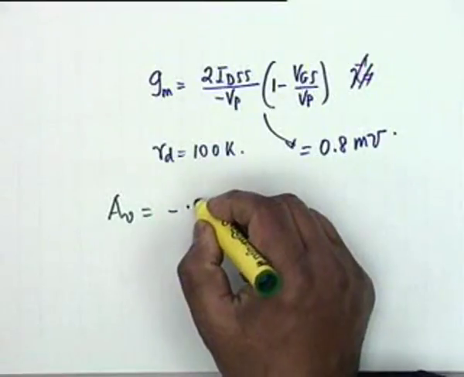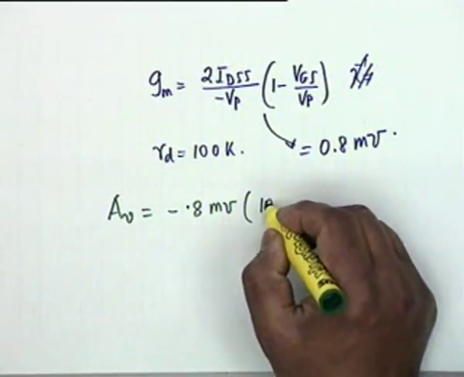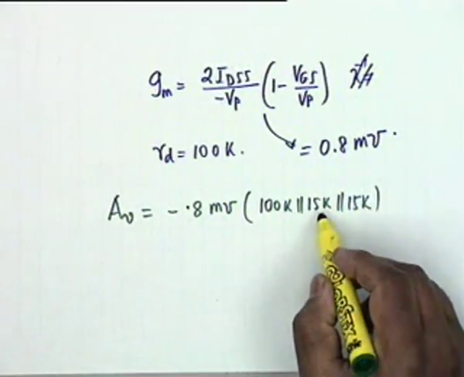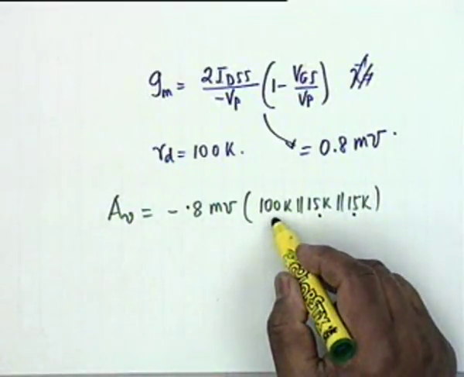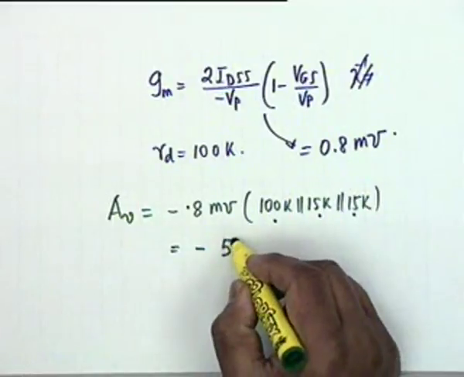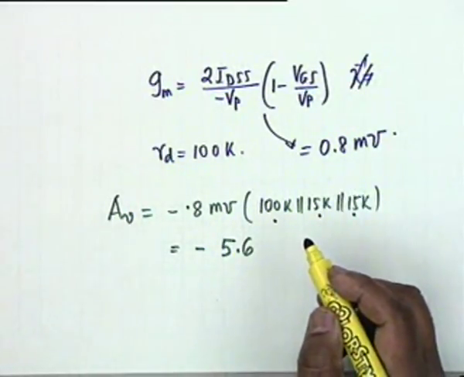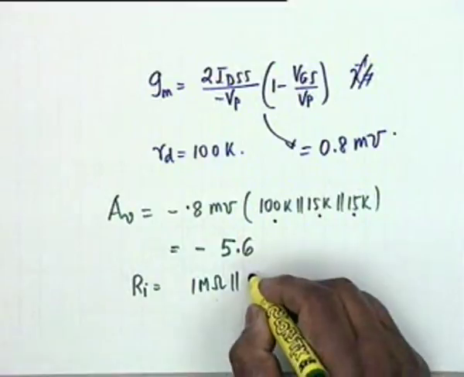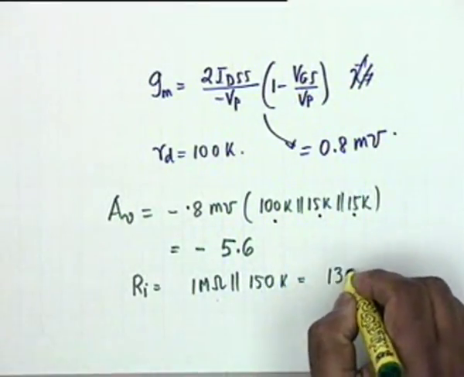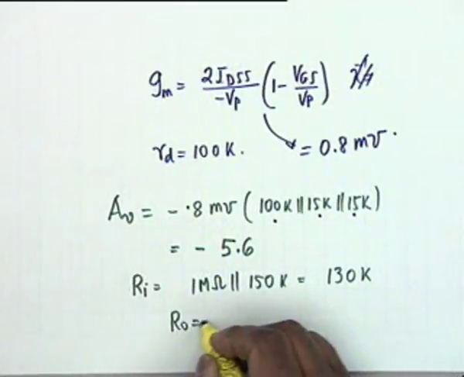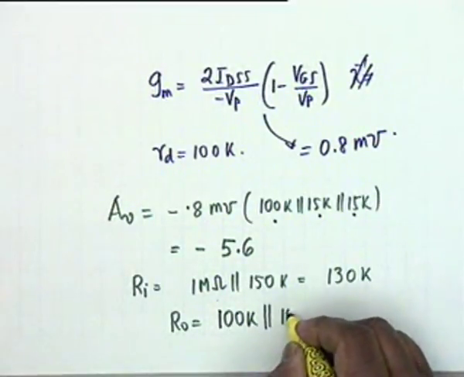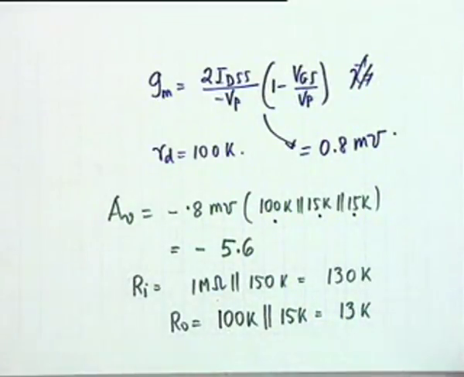AV would be minus GM, that is 0.8 millimole, parallel combination of 100K, 15K and 15K, RD, RL, small r subscript small d. And this comes out as minus 5.6, low gain. R sub I, which is RG, is 1 meg parallel 150K, and this comes as 130K. R0 would be, if you take small RD into account, 100K parallel 15K, and this becomes 13K. Now let's complicate matters.